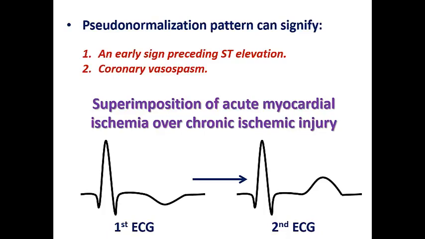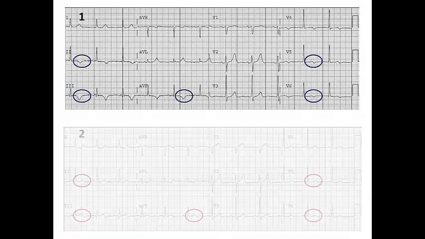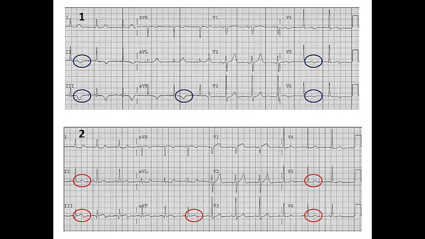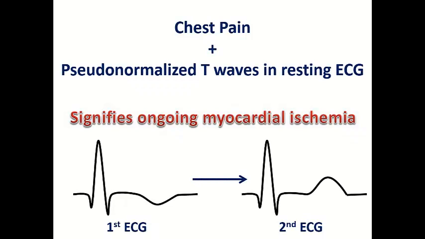It may be an early sign preceding ST elevation or coronary vasospasm or part of non-ST elevation. So for example, in this patient, he was having T wave inversion in infralateral leads, and when he developed anginal pain, he had upright T wave, and this we call pseudo-normalization pattern. And we mentioned why we call it pseudo, because the T waves return to become normal, but actually it signifies a pathology rather than normalization. And so chest pain with pseudo-normalized T waves in resting ECG signifies ongoing myocardial ischemia. Another issue regarding T wave inversion.